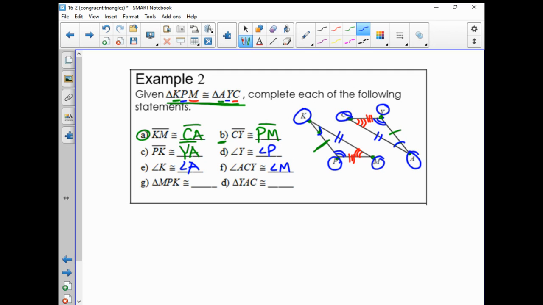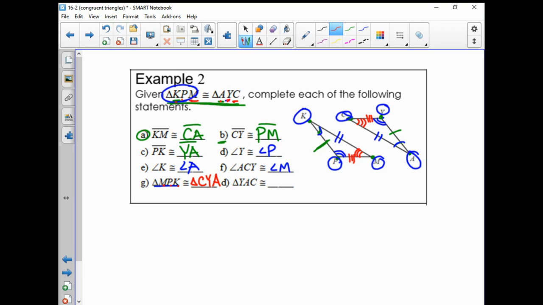All right, and then the last thing that you want to do is they want you to write some more congruency statements. So notice they've now mixed up the letters of this first triangle, and they want you to write what that triangle is congruent to. So M, notice M was our last one. We're going to come over here to our last one and write a C. P right here was the middle, so we're going to stay with our middle and write a Y. And then K right there was our first one, so we look at our first letter and we have an A. Okay, so triangle MPK is congruent to triangle CYA.